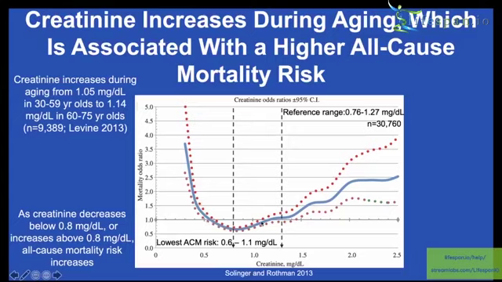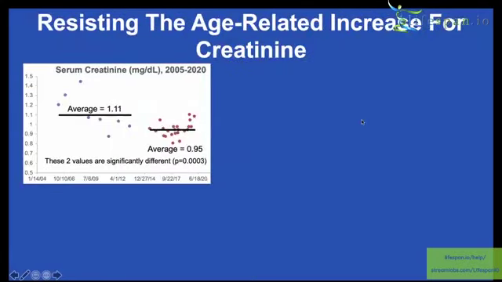When risk falls below 1, that's considered to be reducing risk. So within that range, it's 0.6 to 1.1 milligrams per deciliter, which is a tighter range than the reference range. So, resisting the age-related increase for creatinine.